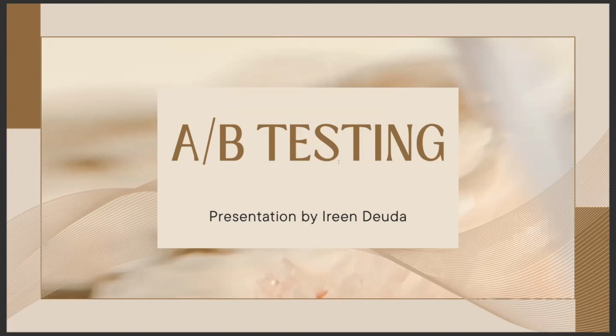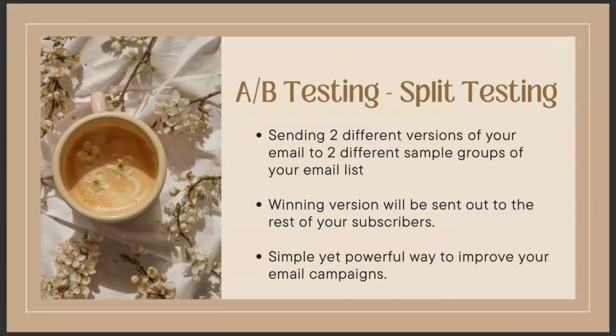So I am aware that not every marketer does A/B testing because it's time consuming. So let me show you how simple it is. A/B testing, or otherwise called split testing, is sending two different versions of your email to two different sample groups of your email list. And then the winning version will be sent out to the rest of your subscribers. A/B testing is a simple yet powerful way to improve your email campaigns.